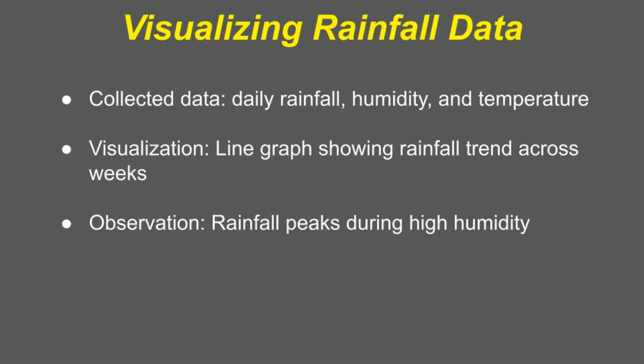Let's look at an example. Suppose we collected data on rainfall, humidity, and temperature. When we plot rainfall against days in a line graph, we can easily see patterns, like how rainfall increases when humidity is high. Such insights help us build better AI models for weather prediction.